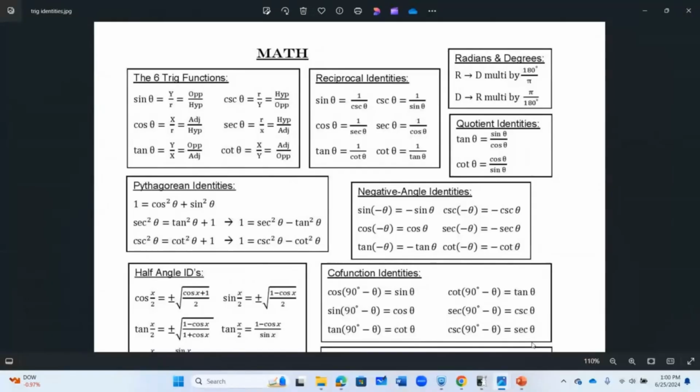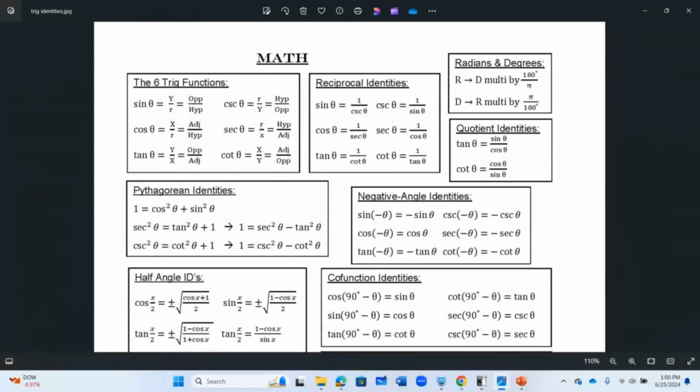I wrote SOH-CAH-TOA. This formula sheet will not let me write on it, but I'm going to really show you that everything we talked about. So, the Pythagorean identities, we are going to mention it again. SOH-CAH-TOA, it's the six trig ratios. And somebody asked me, where is the SOH-CAH-TOA? It's not in the textbook.